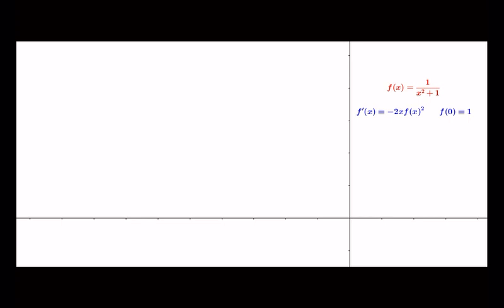Let f be a differentiable function satisfying the given equation and initial condition. Let I be an interval containing 0. We will first show that if the function f has no roots in the interval I, then f(x) = 1/(x²+1) for every x in the interval I.